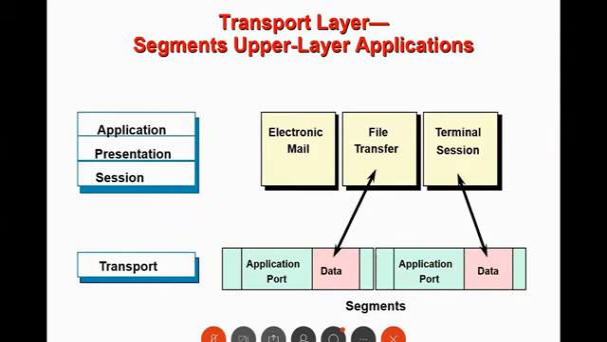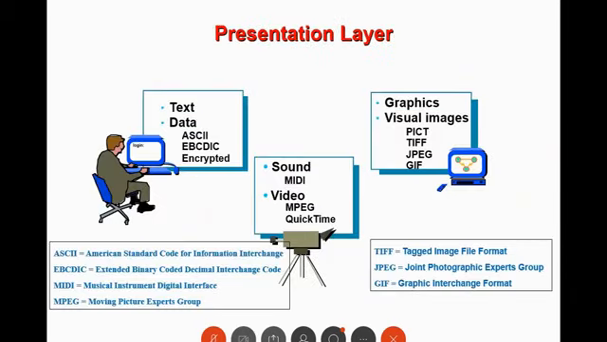So the application, presentation and session layers go through the transport layer to the destination. The applications may be file transfer, terminal session, electronic mail, or your browser, www. At the presentation layer, you are transmitting the data. Is the data encrypted or in ASCII code? When you are sending video, is it in MPEG form, or graphics and images such as TIFF files, picture files, GIF files?